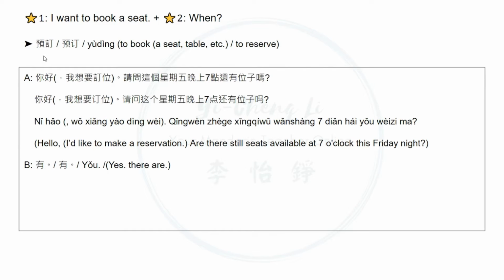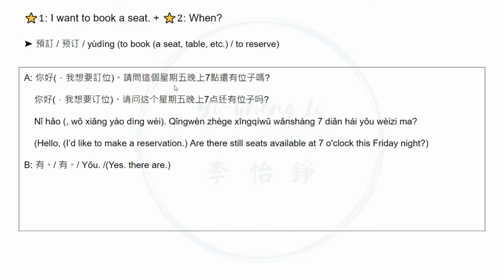Now let's take a look at this part. It's even more specific. You mention the whole thing, but use another way. You say, do you still have seats? Or are there still seats available? You mention the day and the time in one whole sentence. 你好，我想要订位，请问这个星期五晚上7点还有位置吗？Hello, I want to book a reservation.